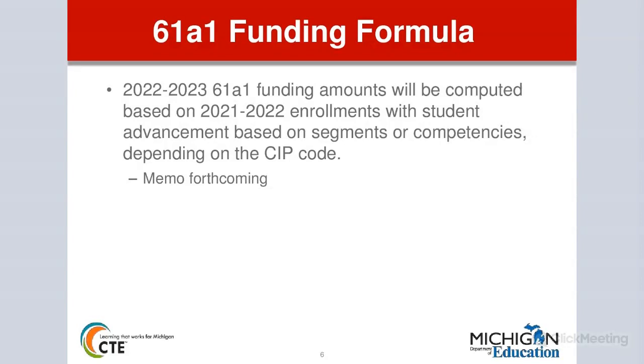For the 61A funding formula for 2022-2023, the amounts will be computed based on enrollment from 2021-2022, with student advancement based on segments or competencies, depending on the zip code. There will be a memo coming out soon to explain this funding.